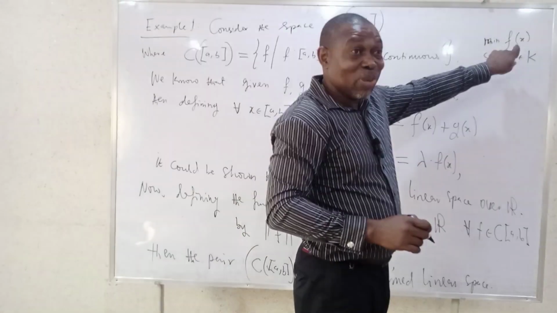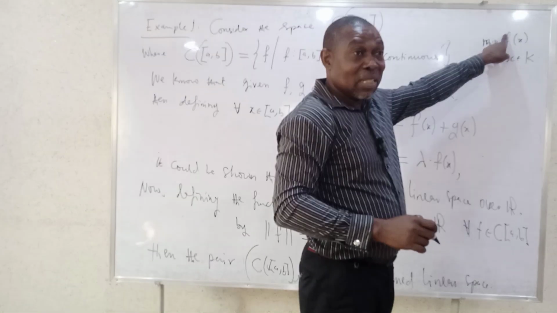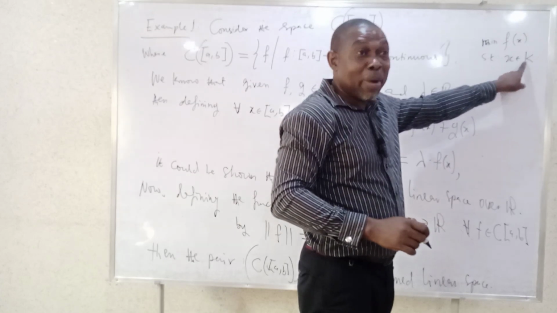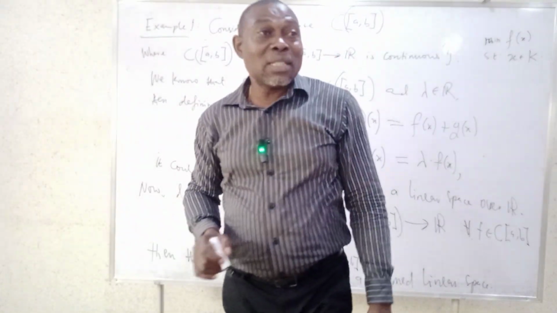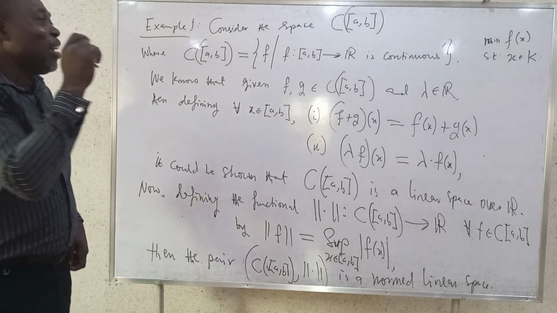Reduce is a minimization problem. Okay. So what guarantees that the minimum exists? What guarantees that the minimum exists is that f is a continuous function on a compact set. No, a closed and bounded set.